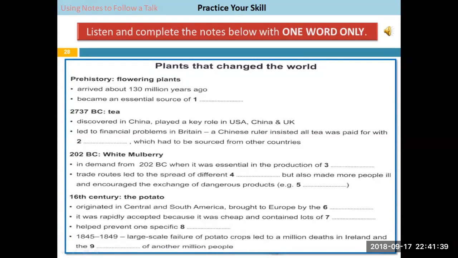If we look further on in time, to the year 2737 BC, we arrive at the discovery of tea by a Chinese emperor, when a leaf fell into a cup of hot water. This discovery eventually played a very important part in the history of China, the USA, and the UK. For Britain, when demand for tea was high, there were financial implications when a Chinese emperor declared that it could only be bought with silver, which they were then forced to find overseas.